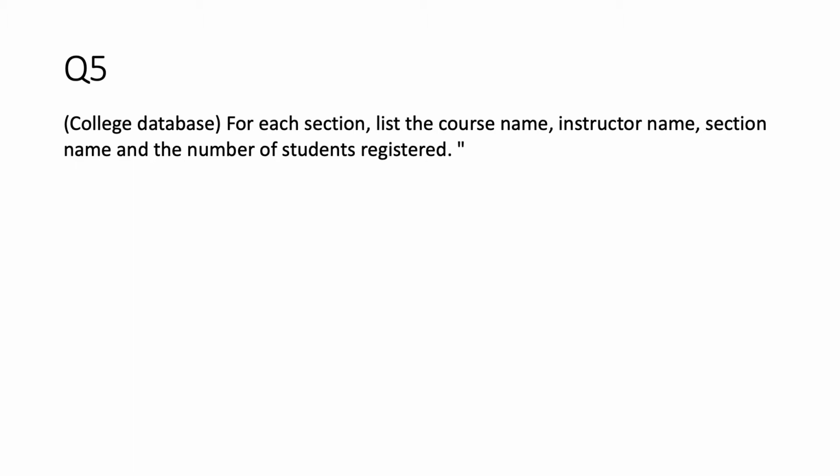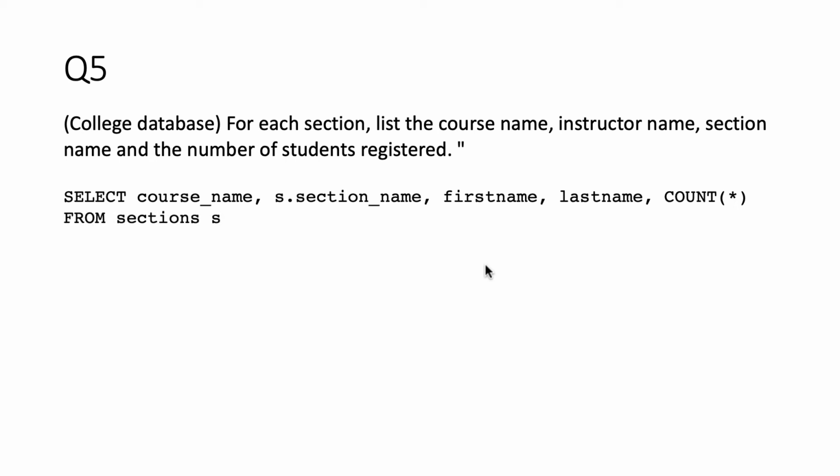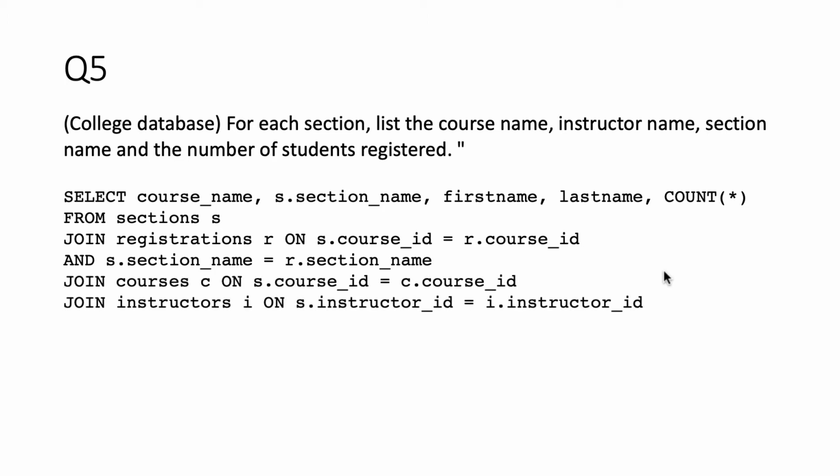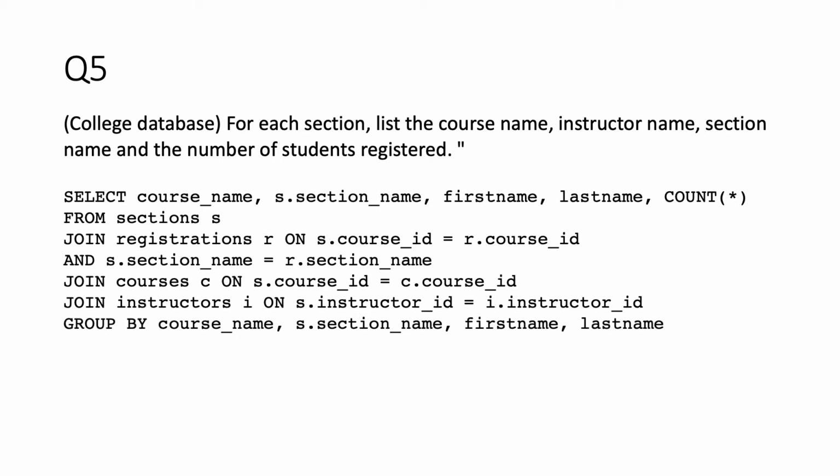So we obviously have to, since we need the course name, the course table is involved. We need the instructor name, and the instructor and course and section are connected in the section table, so we need that. And then we also need the number of students registered, so we need the registration, right? So we're going to combine all of these tables: sections, registrations, courses and instructors and students. Okay, so we don't need the students, we only need the instructor name, so that's what it is.